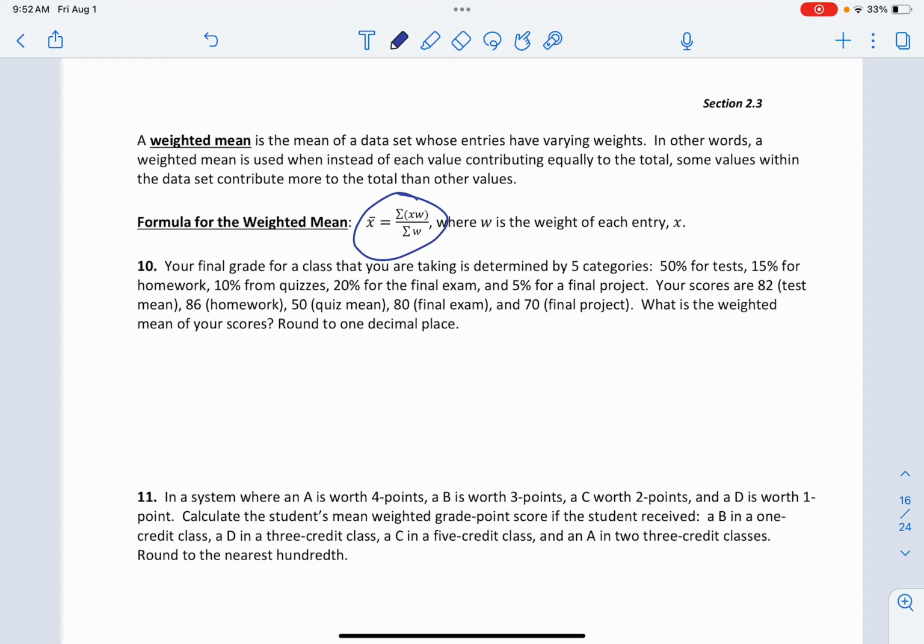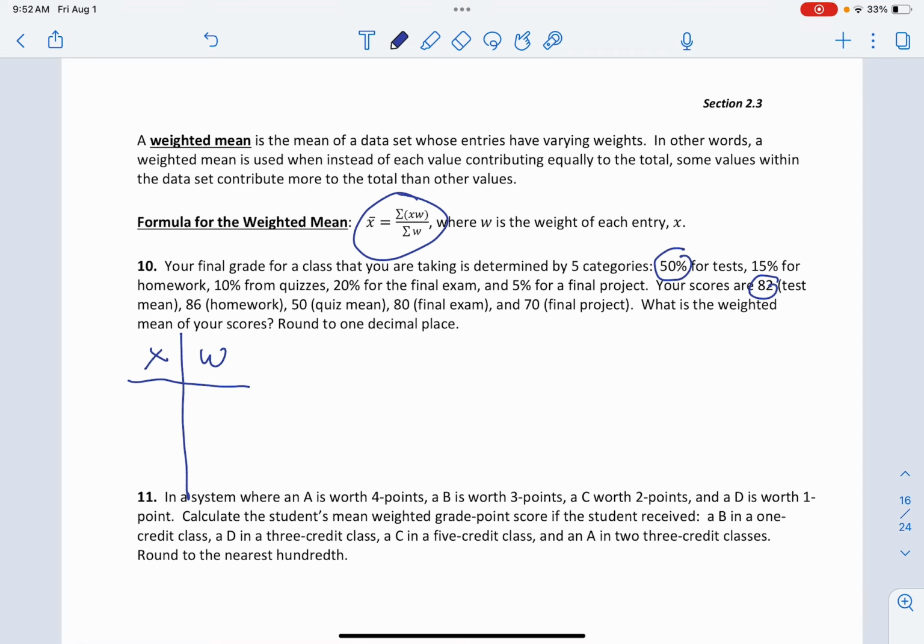So I think a good way to tackle these problems is to make a little chart of x's and w's. And that way we organize the information well. The x's for this type of problem, we're talking about like a class overall score with weighted means. The x's are your scores, right? What you get. The weights are the percentage it's worth towards your grade. Okay, so for example, for tests, 50% are tests and you scored an 82, right?